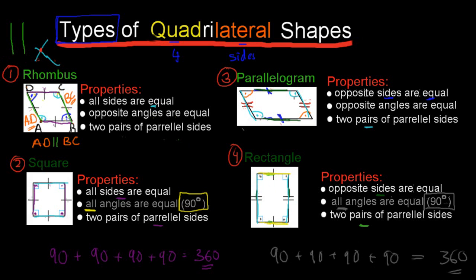So what I want you to get out of this video is that there are different types of quadrilateral shapes. There's, for example, the rhombus, the square, the parallelogram, and the rectangle. I want you to know that the rhombus and the square are very similar. The square is a special type of rhombus, and the rectangle and the parallelogram are very similar. The rectangle is a special type of parallelogram. And you also need to know all these different properties we went through beforehand. It's really important as well.